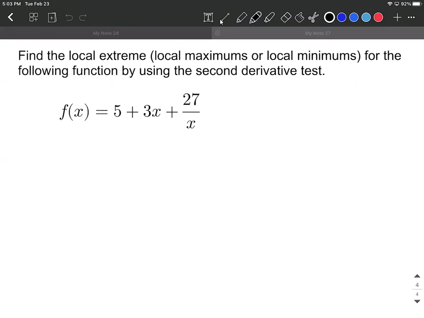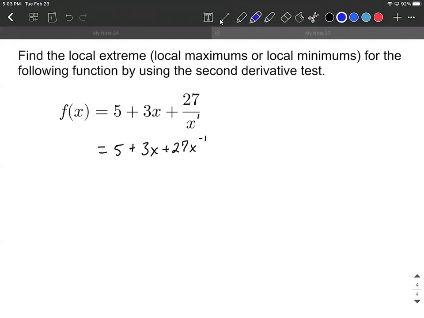So the first thing we need to do is take the first derivative of f of x. But to do so, it's going to be a little bit more convenient, instead of using the quotient rule, to simply use the power rule as long as we rewrite that fraction. So we can say this is 5 plus 3x plus 27, and then instead of x to the positive first in the denominator, let's move it up to the numerator. This will allow us to use the power rule.